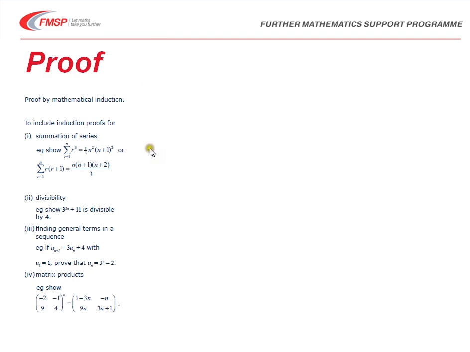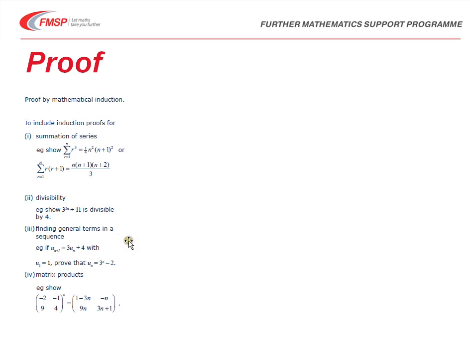There are four types of question that you need to be familiar with. The first one is the proof of some of the standard formulae for summation. The actual use of these is covered in another lecture, another revision session, on series. So that's the first type. The second type looks at questions about divisibility: is a particular expression divisible by a number?